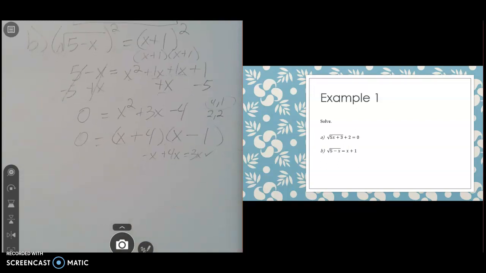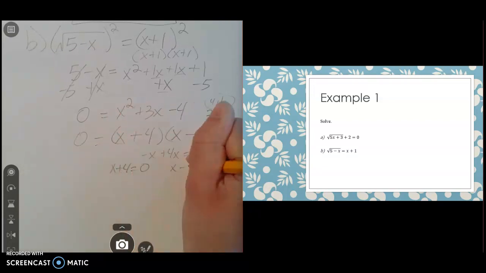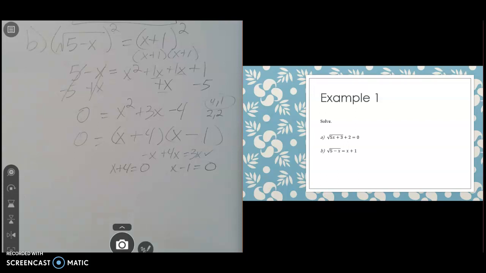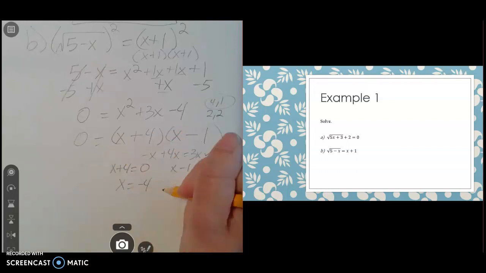After this point, if two things multiply to give you 0, one of them's got to be 0. So what we're going to do is set each factor equal to 0. We're going to have two little equations, x plus 4 equals 0 and x minus 1 equals 0, and solve our little equations. For the first one, I'll subtract 4 from both sides and get x equals negative 4. From the second one, I will add 1 to both sides and get x is 1.